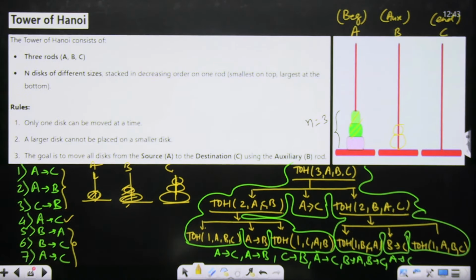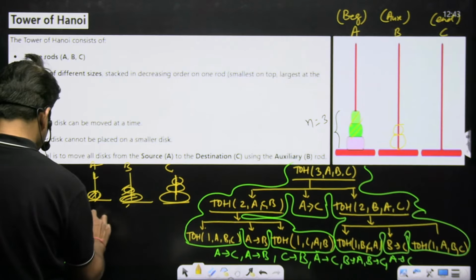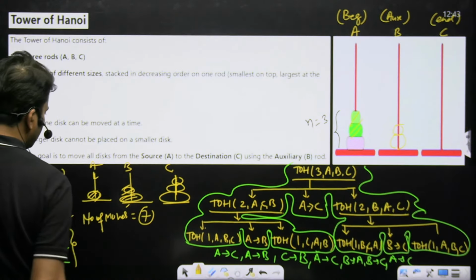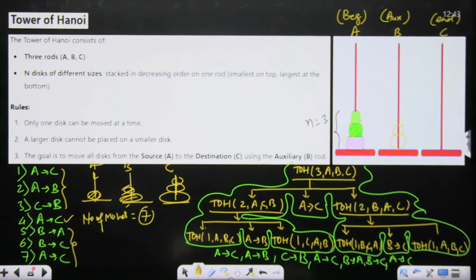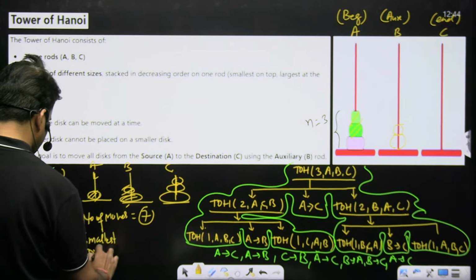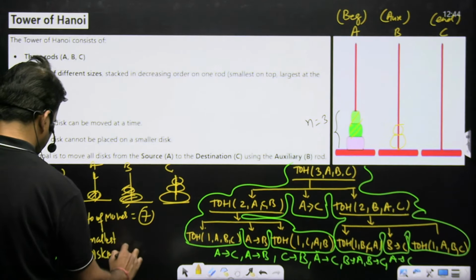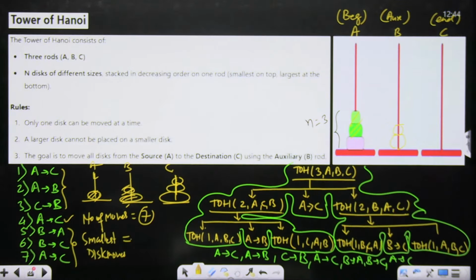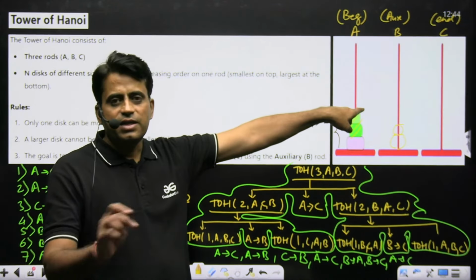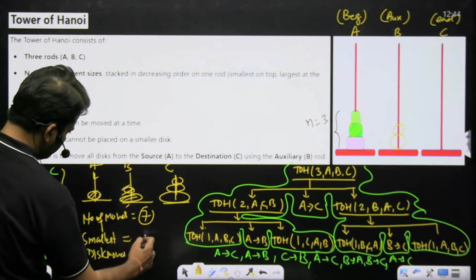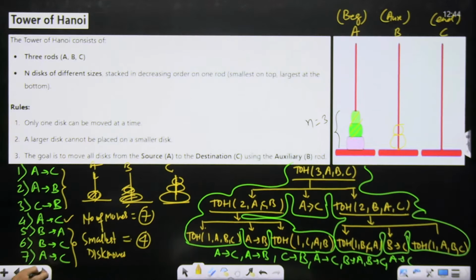Okay, how many moves? The number of moves is what, sir? 7. Okay. How many times does the smallest disk move? The number of times the smallest disk moves, the topmost smallest disk, how many times has it moved? If you look at the smallest one, it has moved 4 times. Let's move ahead.